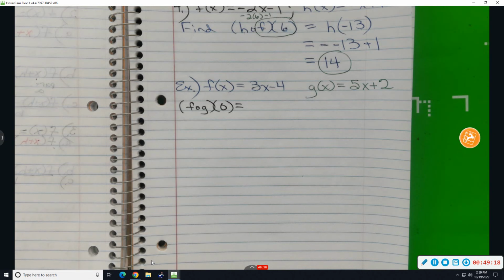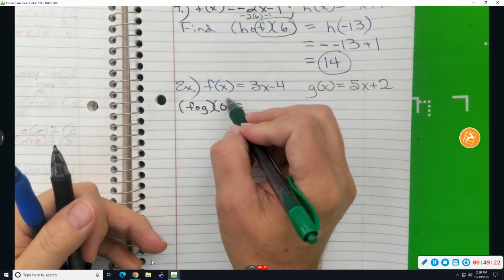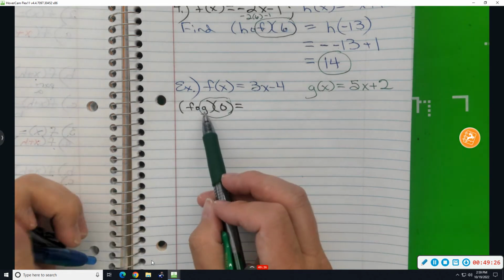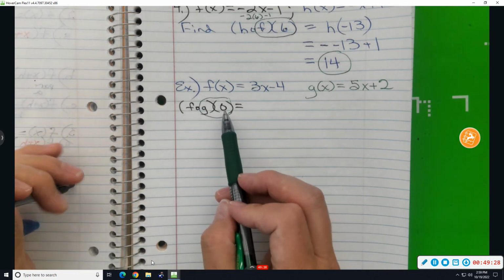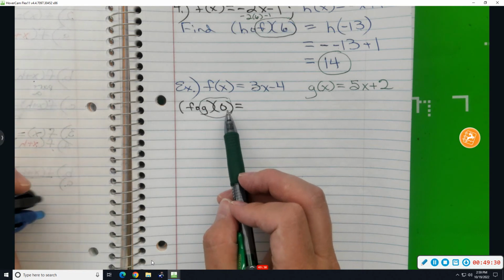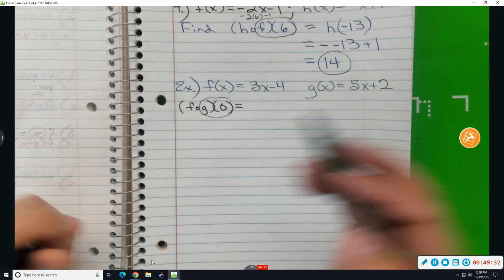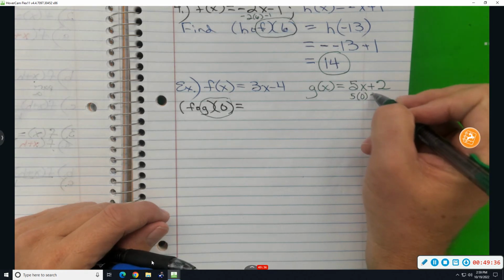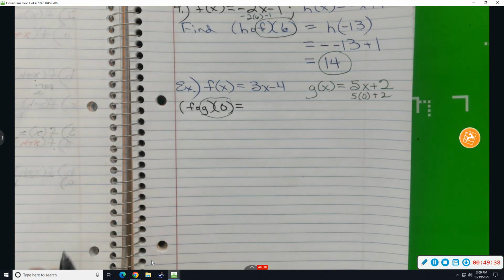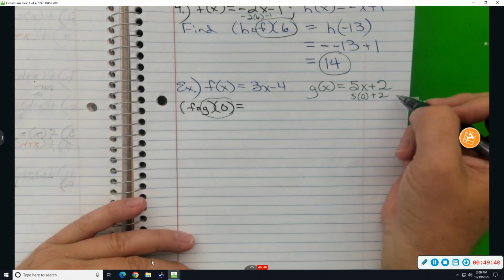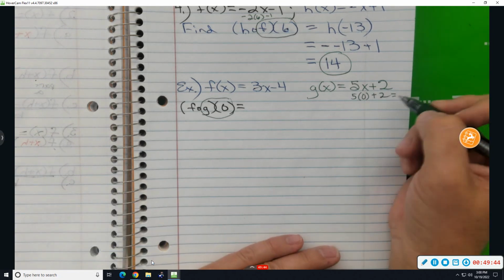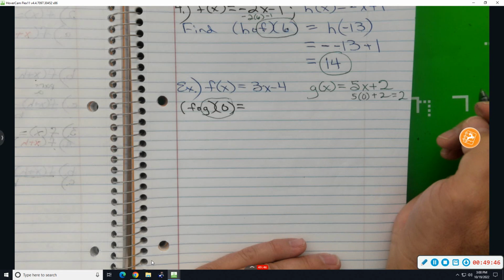The inner function is where you start. G of 0. There's g of 0. That says go to g, and wherever you see a variable, replace it with 0. So you have 5. Here's g. 5 times 0 plus 2. What's that going to give us? 2, that's a 0 plus 2, so a 2.